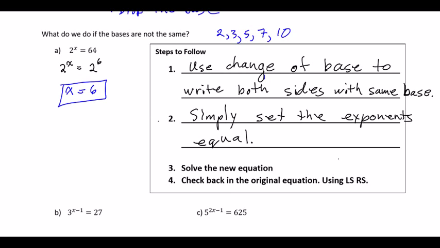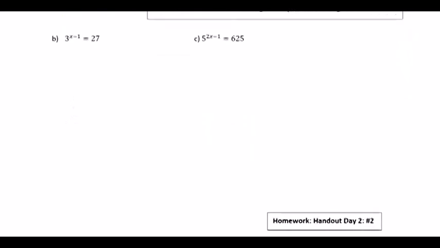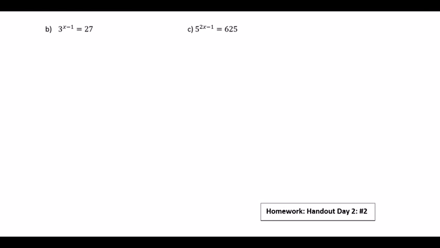Let's go on to some more difficult problems. Most of your problems that you're going to start off with in this section will look like this, but we'll get into some more difficult problems next. Suppose I have 3 to the x minus 1 equals 27. The big hint here is we have 3, so we're going to use 3 as our base. So we got 3 to the x minus 1 on this side, and 27 is 3 to the 3.